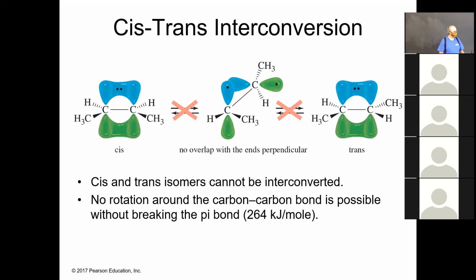When you have a double bond, cis-trans interconversion is difficult. You actually have to break the pi bond before you can transform into the other isomer. So you don't have free rotation.